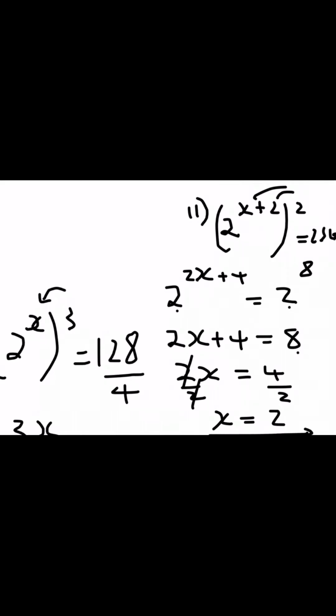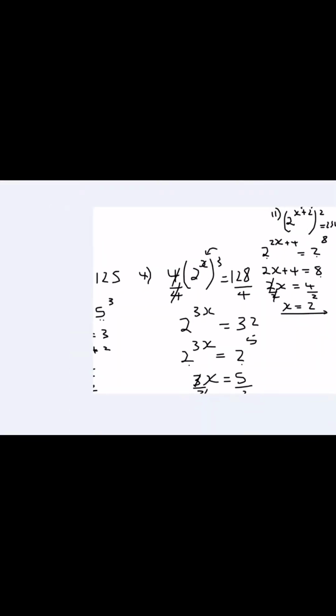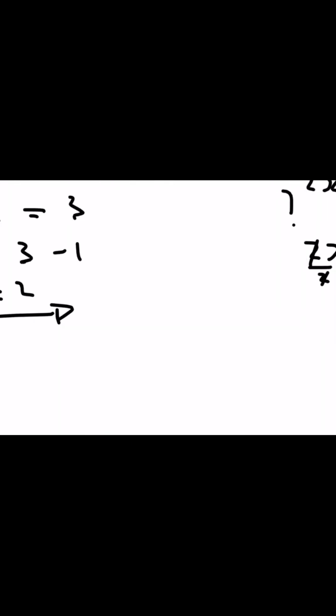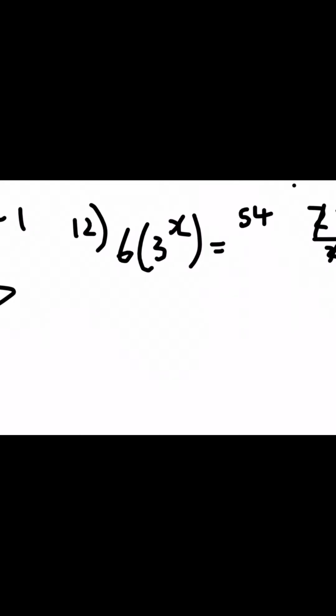That should be the end of it. So maybe let me do one more problem. I'll just use that space there in between. So let us say this being the last example, let's say you are given 6 and then you have 3 to the exponent of x. Just close that, and then we equate it to a fraction being 54 over that.